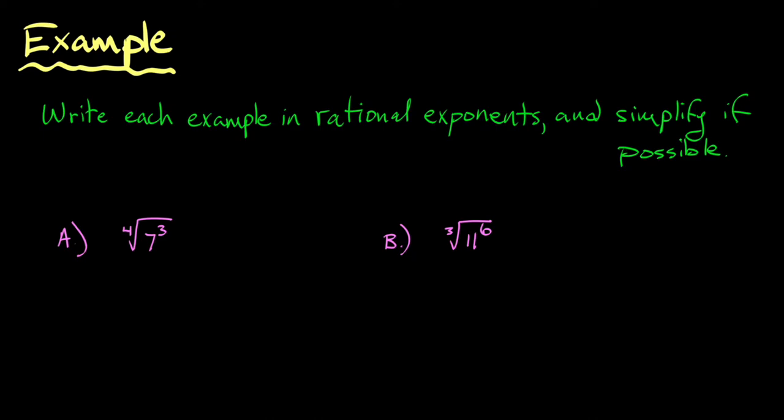Kelsey, do you think, without me saying anything, because this is the opposite direction, you can tell me how to write A as a fraction power? 7 to the power of 3 over 4. Perfect. Now, it says simplify if possible. This one we definitely can't simplify because the fourth root of 7 really isn't any kind of answer we want. So in this case, this is simplified. Thanks.